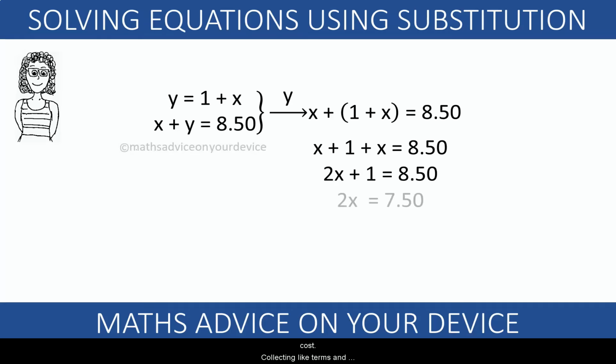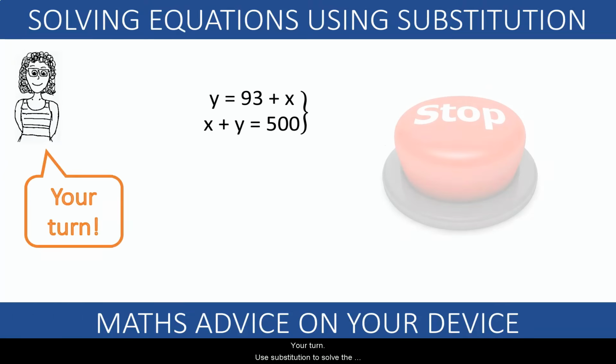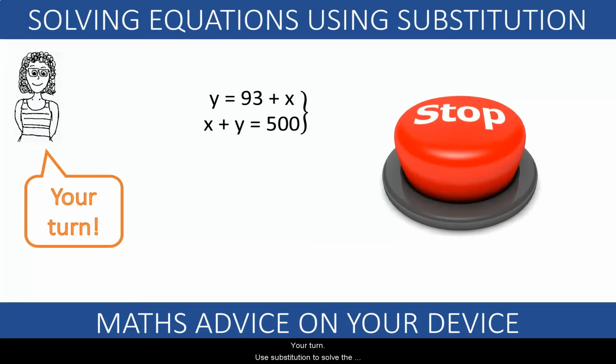Collecting like terms and solving for x, we can figure out the cost of the tea, $3.75. Adding 1, we can figure out the cost of the coffee, $4.75. Right, your turn. Use substitution to solve the bridges problem.